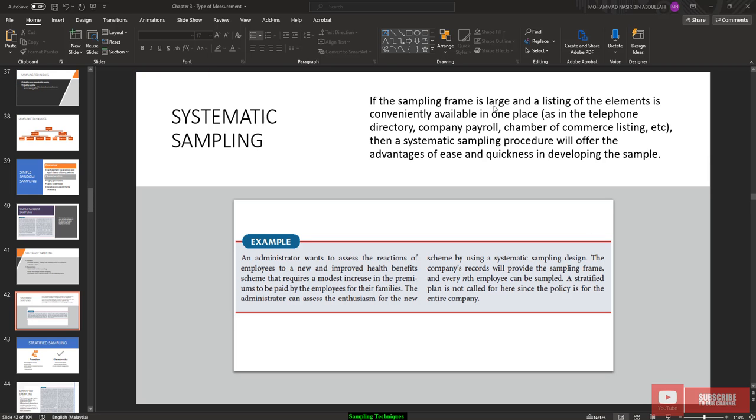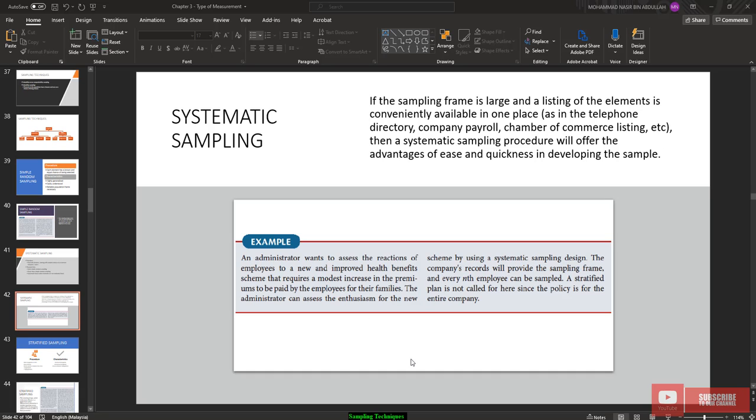If the sampling frame is large and a listing of elements is conveniently available in one place, such as a telephone directory, company payroll, or chamber of commerce listing, then a systematic sampling procedure offers the advantage of ease and quickness in developing the sample. So when you have a large population, maybe you do not have the time to track down each element, so you can employ a systematic sampling technique, right? So this is the example.